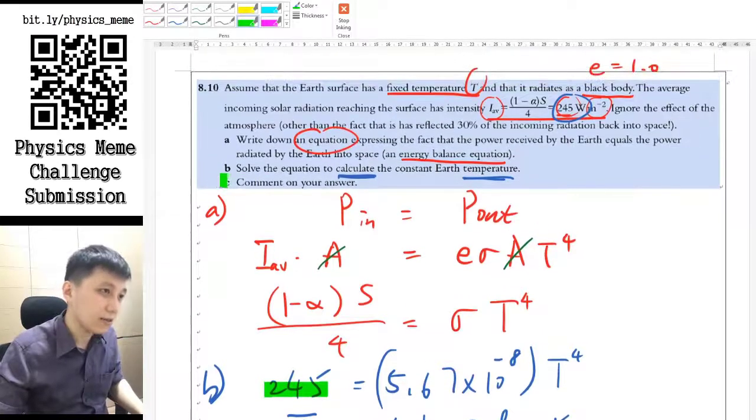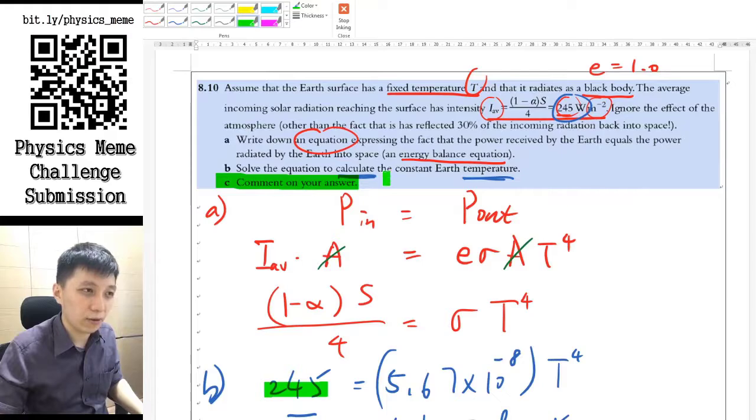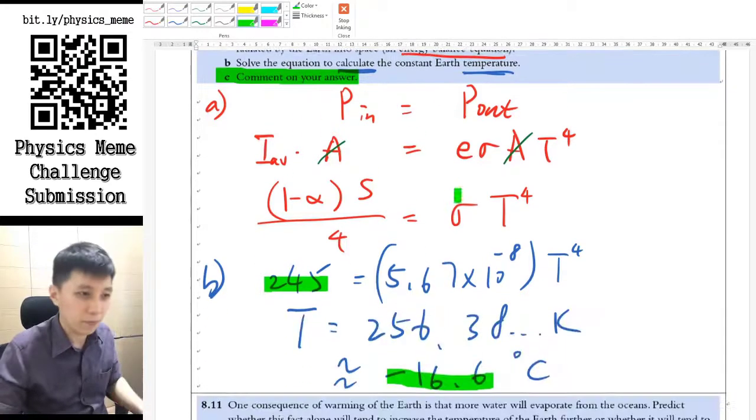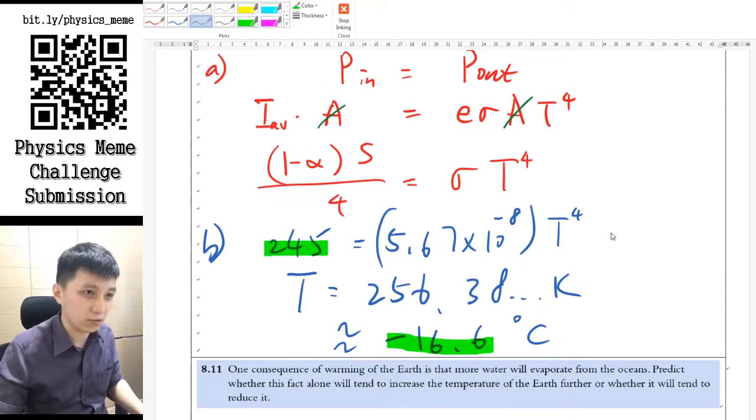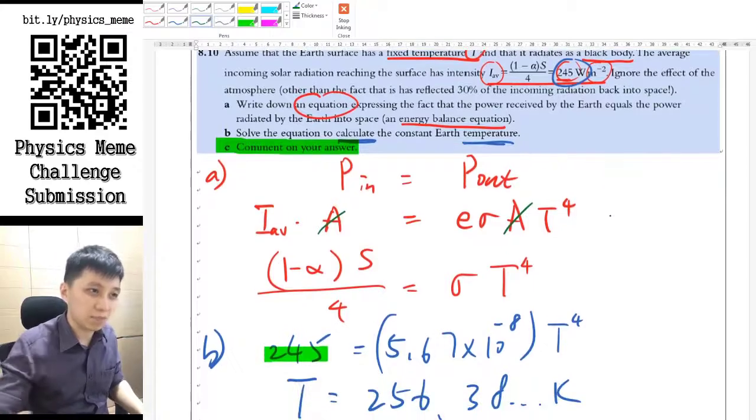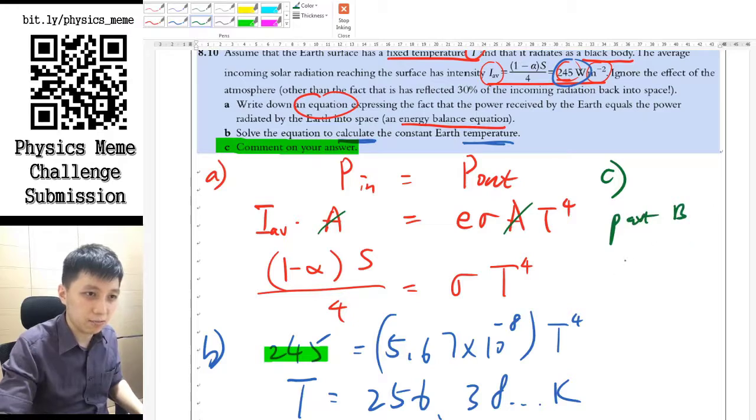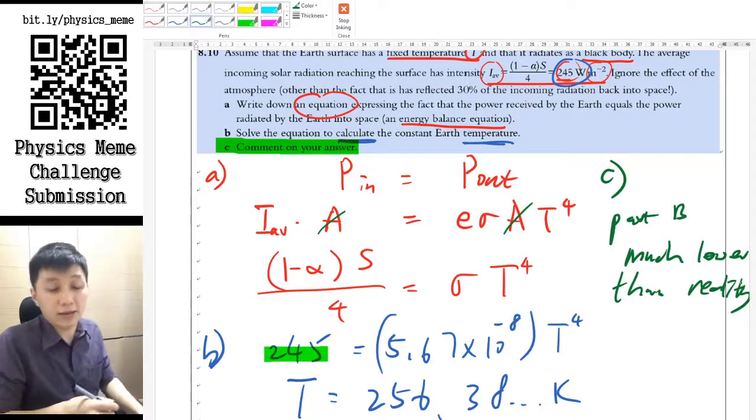So the answer is that if you try to think about part C, which is commenting on your answer, then obviously the first thing that you want to say is that it is much lower. Right? The answer in part B is much lower than the reality, and so you have to think about the reason. I'll give you some time.